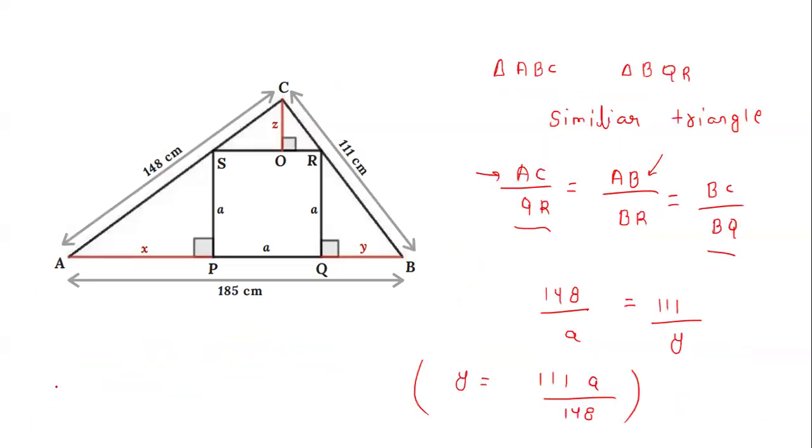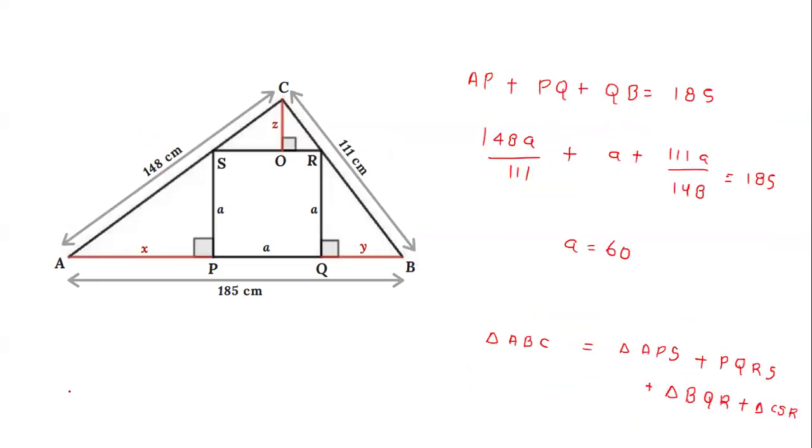And now you see this AC by QR value. AC in the problem is given as 148, and QR, we know this is the side of the square, which is equal to A. And BC by BQ value: BC is given in the problem as 111 and BQ is this Y value. So from here you can get one relation between Y and A. Previously we got one relation between X and A, and in this we get one relation between Y and A.